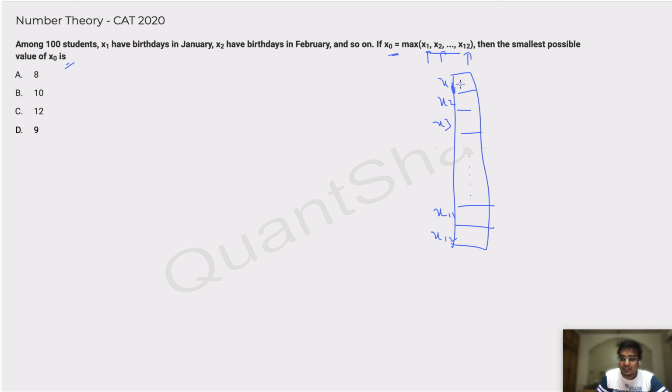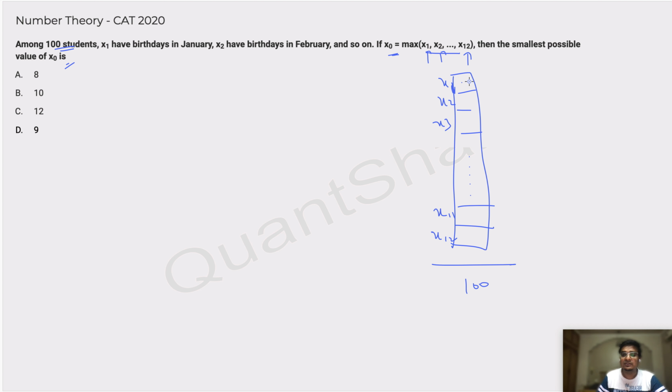So this X1 means the number of students, out of these 100 students in the classroom. Now all of them have to have birthdays in some of these months. So the total of this should be 100, because each student has a birthday in some month, and no student can obviously have two birthdays. So the total of this has to be exactly 100.